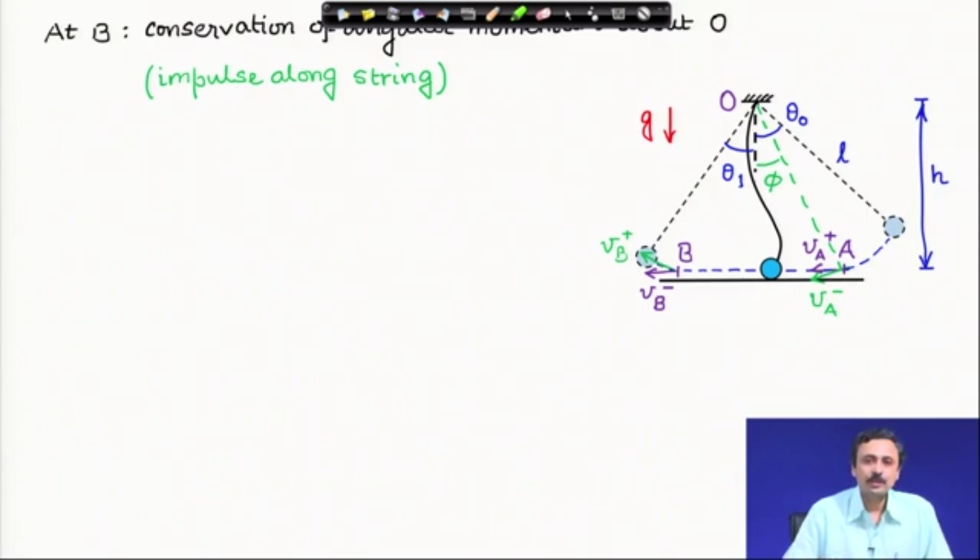Who is responsible for this change in direction? Some impulsive force, and what is the impulsive force that acts? The string tension. The string tension suddenly gives an impulsive force and changes the linear momentum direction or the velocity direction. Now, this is an impulsive force, but this force is acting through that point O. Remember, this impulsive force, which may have very high magnitude, is acting through this point O.